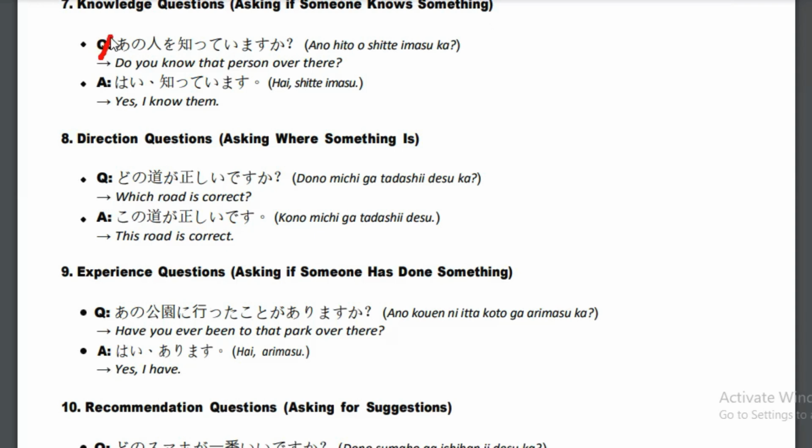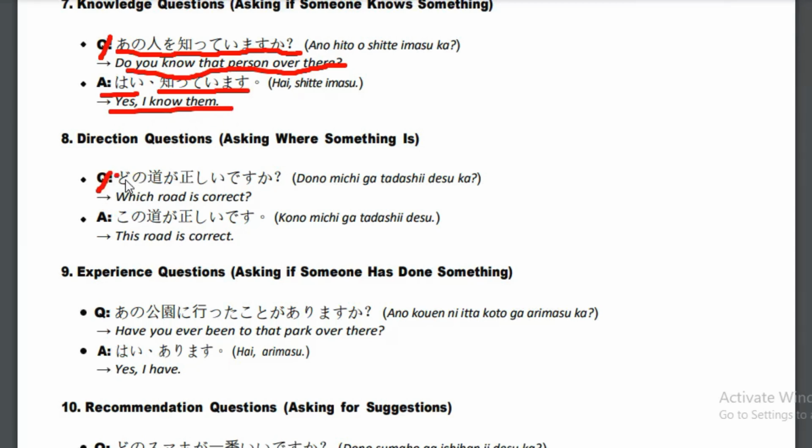So the next question is Ano hito o shitte imasu ka? Means do you know that person over there? So the answer would be Hai. Shitte imasu means yes, I know them.